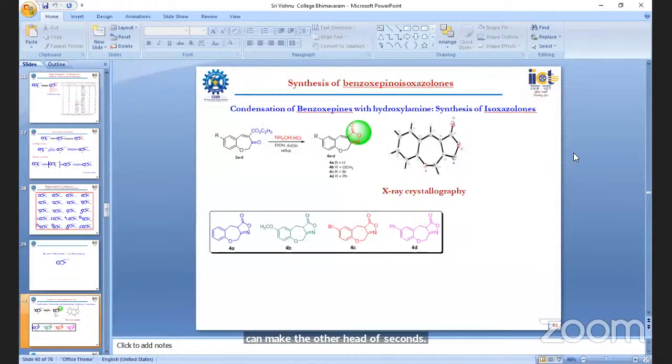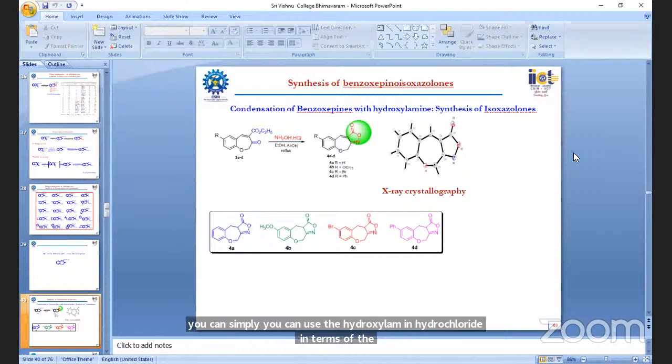This is a very simple reaction. In the benzoxepine, you have the ketone, C double bond O, at C1, C2, C3, and at C4 there is an ester. That means you have the ketone as well as the ester. So you can use hydroxylamine hydrochloride in the presence of ethanol and acetic acid. You can make an important compound, that is isoxazolone.